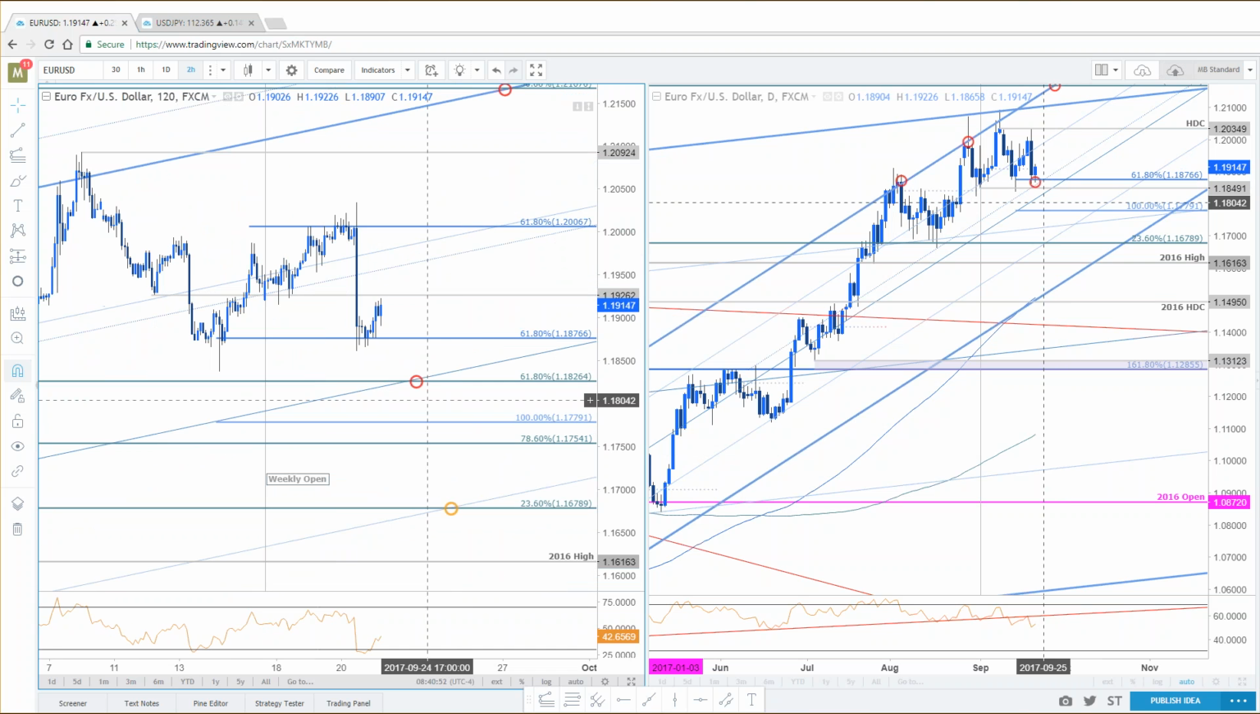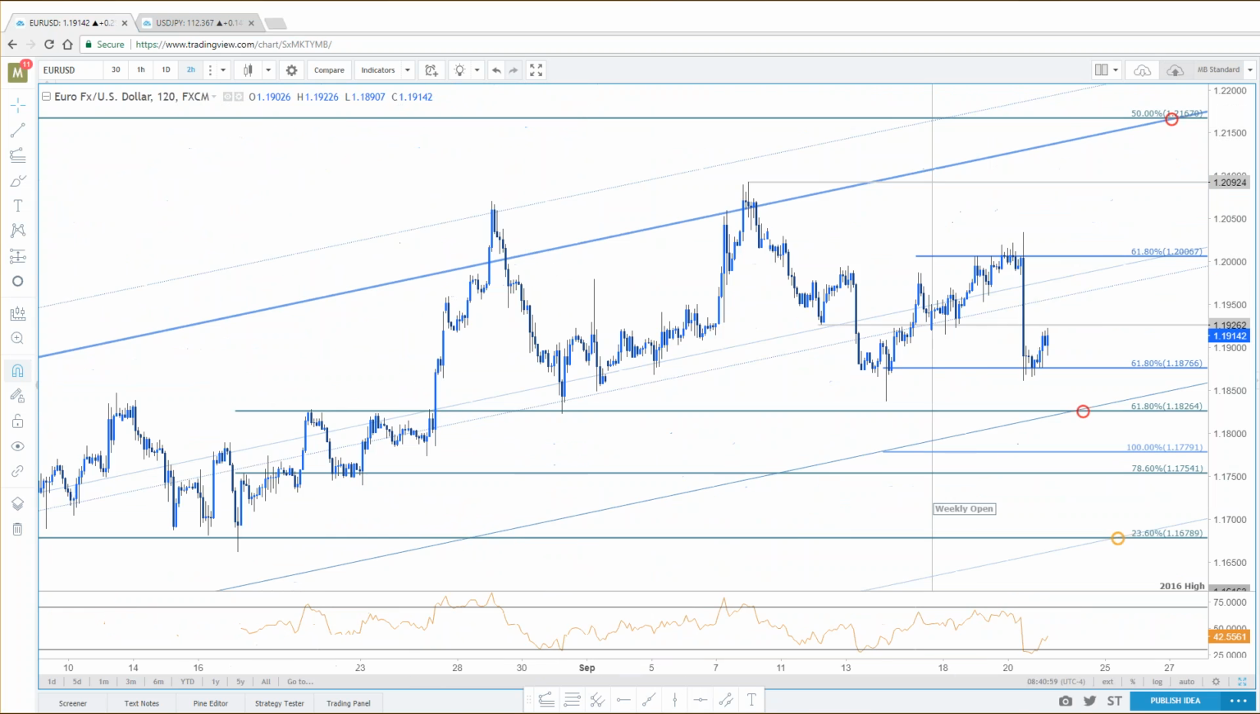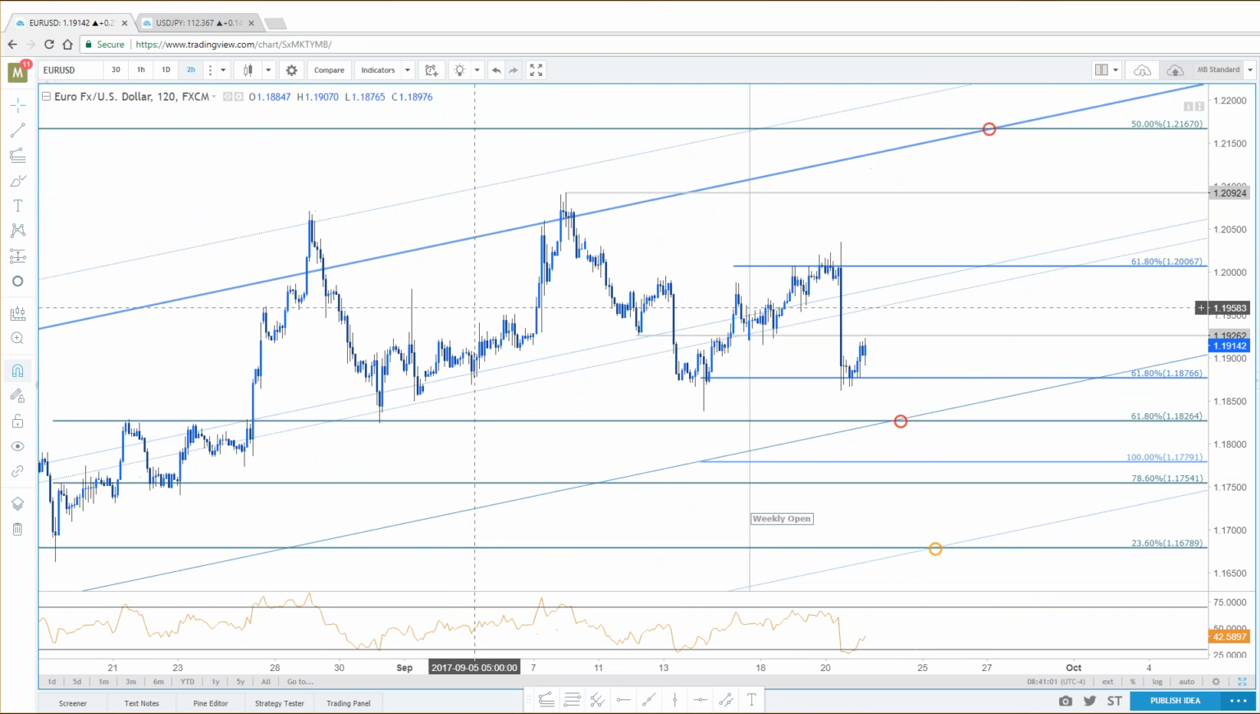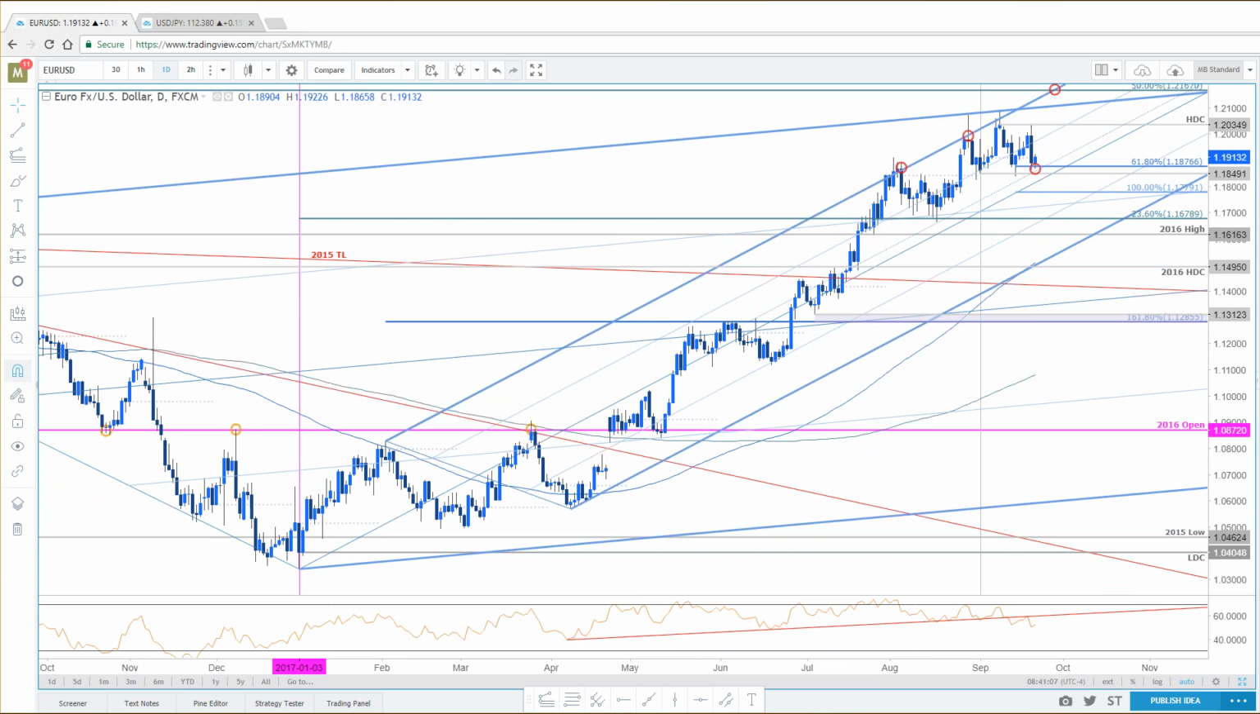Here's the 120 looks like. Any questions on euro or where we stand on this one? So, okay, let's move on.